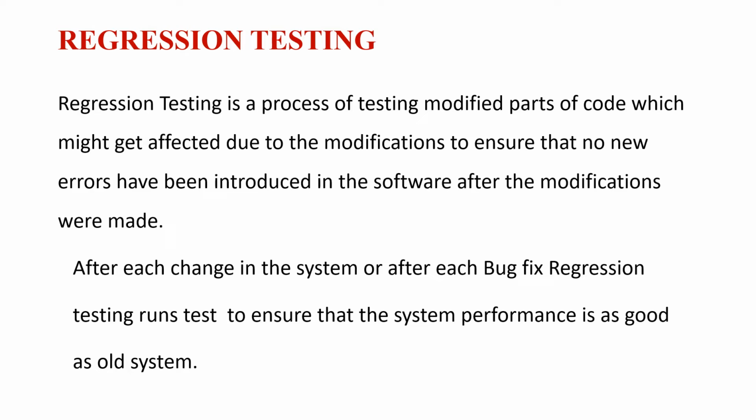Regression testing. Regression testing is a process of testing modified parts of the code, that is, parts which might have been affected due to modifications, and it is to ensure that no new errors have been introduced in the software after we had made the modifications. So after each of the modifications we have done in the system, or after each bug fix, regression testing will be run. It is done to ensure that the system performance is as good as the old system.